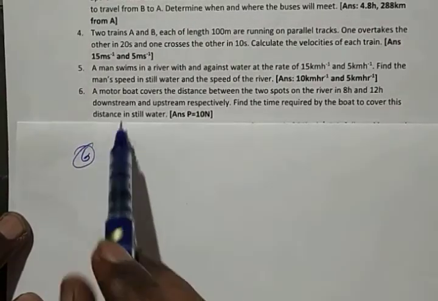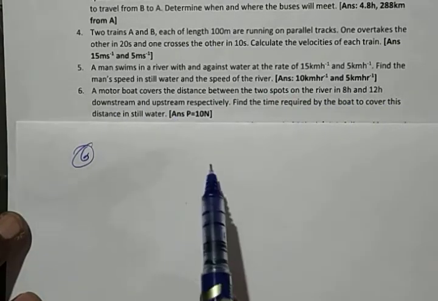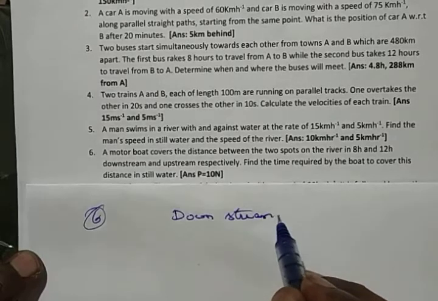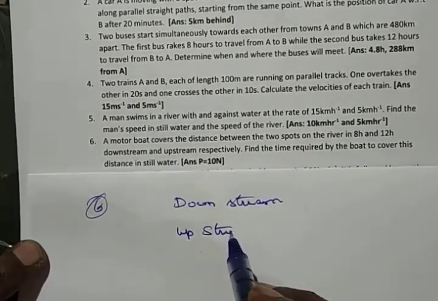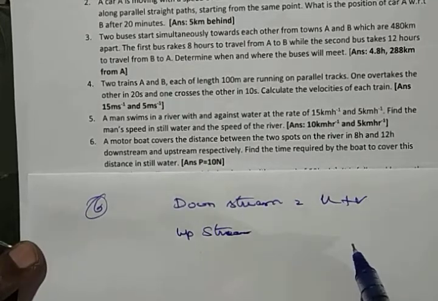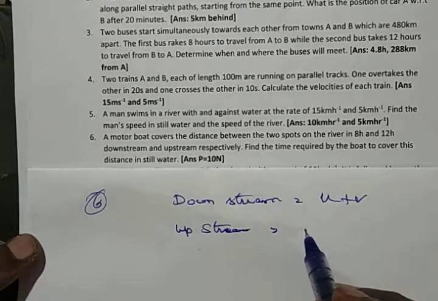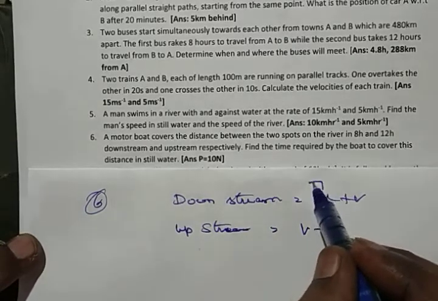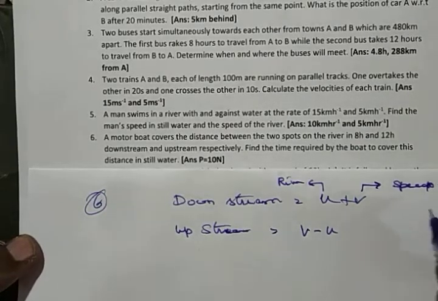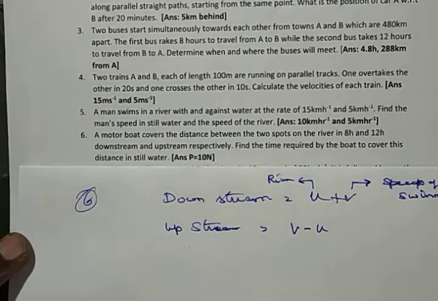Question number 6. A motorboat covers the distance between two spots on a river in 8 hours and 12 hours downstream and upstream. So downstream time and then upstream. Whenever you come down the stream, the two velocities get added up. U plus V gets added up, right? And whenever you are going upstream, you are going to strain against the flow of the river, so V minus U. So what is U? Speed of the river. And what is V? Speed of the swimmer, speed of the man. So this is the downstream and upstream velocity here.